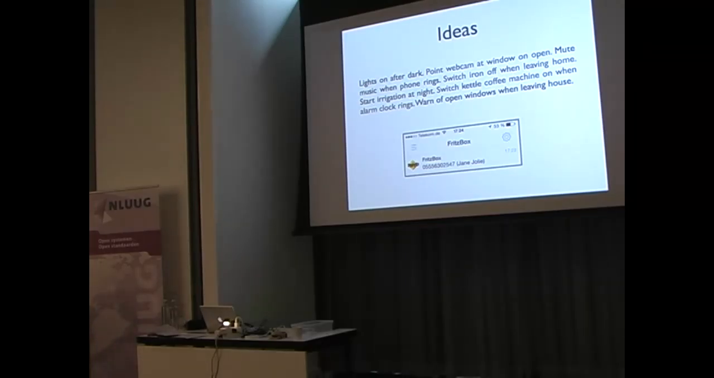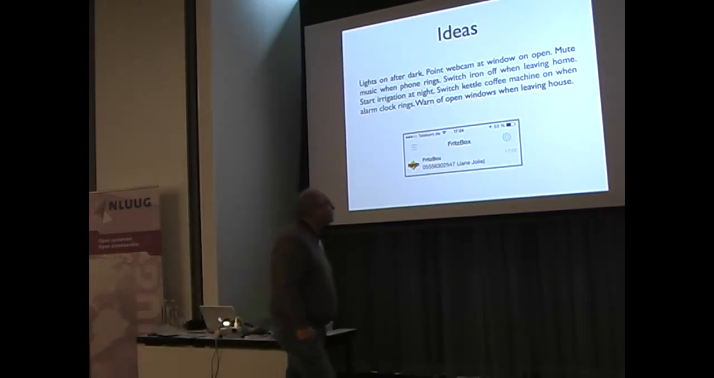Mute the music when phone rings. If you have Sonos, for example. Do you know Sonos? There's a binding for Sonos. Phone rings, music is muted. Switch the iron off when leaving home. I need that for my loved one. Start the irrigation at night. Nighttime comes, water might get cheaper in your area, start irrigating in the garden. But of course, only in the summertime. If it's pouring cats and dogs, we don't need to irrigate. Switch the coffee machine on when the alarm clock rings, etc. Warn off open windows when you leave the house. Yeah? Things like that.